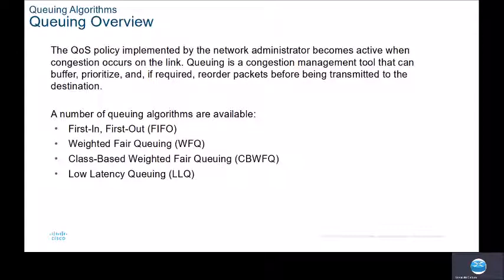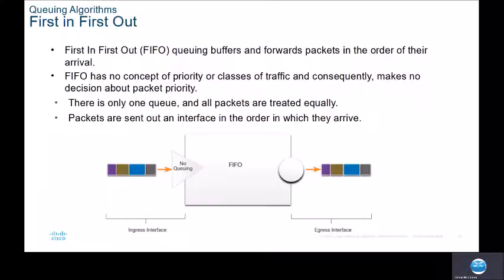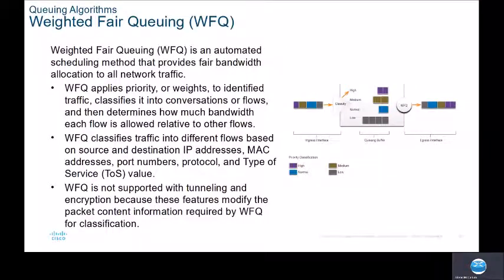So there's several algorithms available. There's first in, first out. There's weighted fair queuing. There's class-based weighted fair queuing, and there's low latency queuing. We'll talk about those in the coming slides. So first in, first out is basically no priority at all. First in goes to the front of the queue, and so it will be the first one delivered. There is no concept of priority or classes of traffic, and consequently it makes no decision about packet priority. There is only one queue and all packets are treated equally. Packets are sent out an interface in the order in which they arrive. So yeah, if there's no congestion, it's not a problem. If there is congestion, it can be a problem.